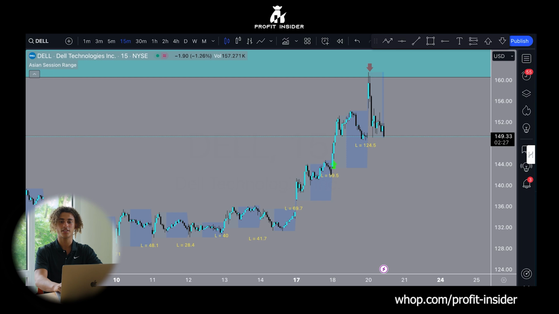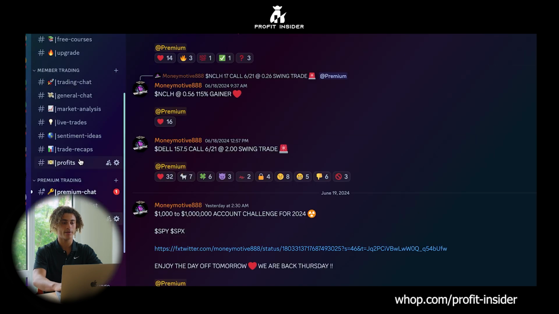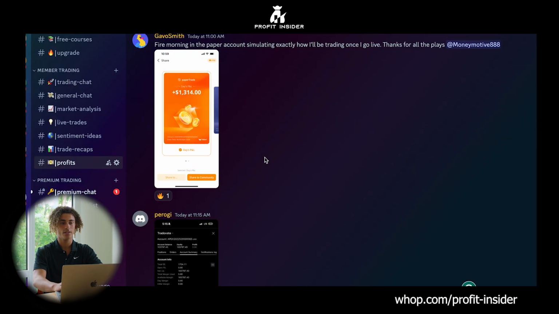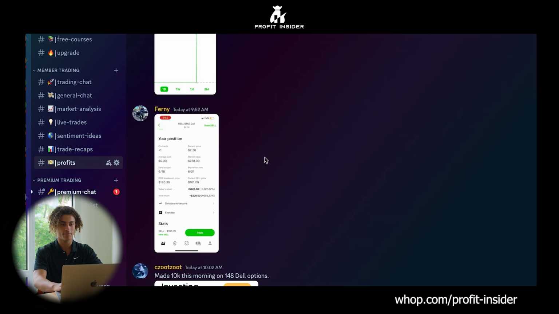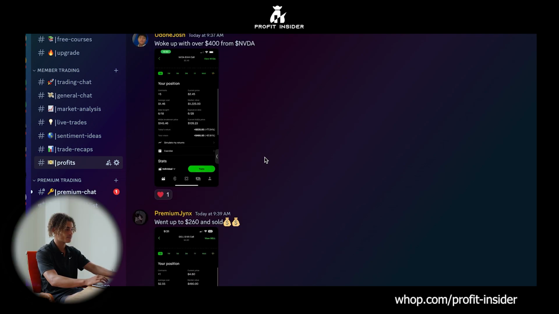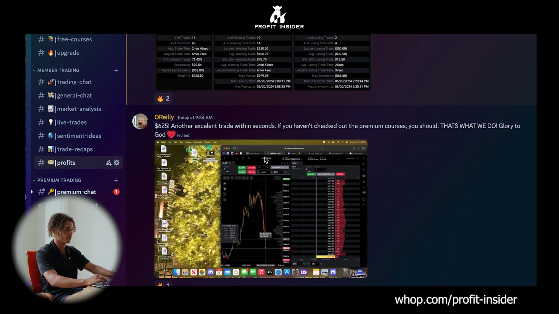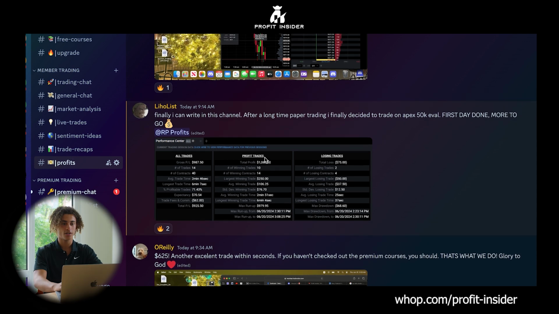So now we're going to go into Discord and we're going to look at some profits from our premium members on this exact same trade. So first of all, let's start all the way at the top. We have a lot of profits today, so it's going to take me a second to scroll all the way up. Still going, still going. Here we go. So we're going to start with the beginning.